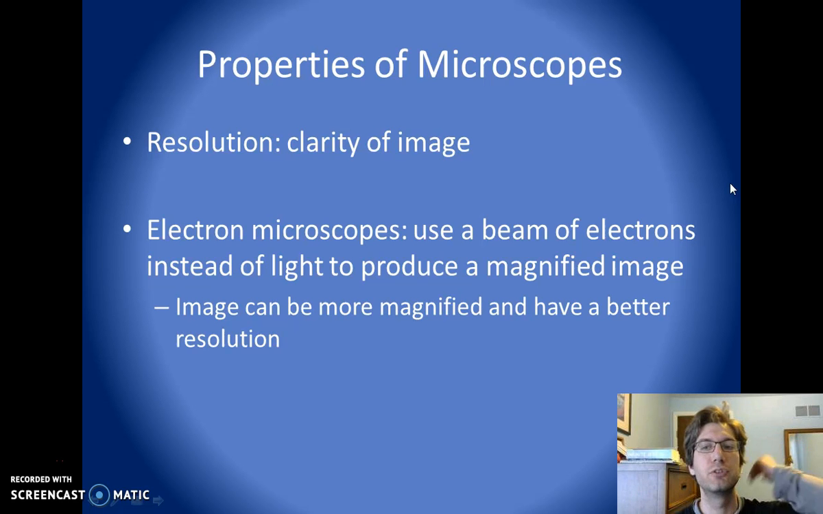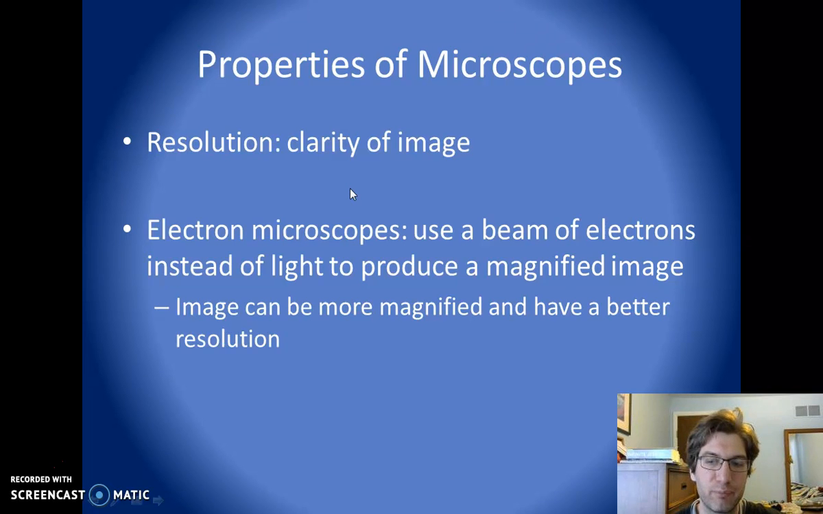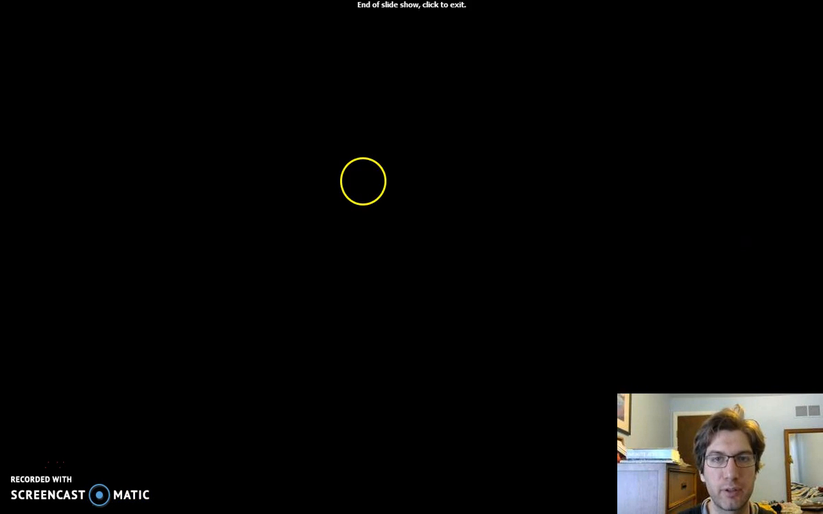Electron microscopes use, well, that's a different type of microscope. Electron microscopes are going to use a beam of electrons instead of light to produce the magnified image. It's basically going to be a more powerful magnification and even a better resolution. Unfortunately, they're also going to be a lot more expensive. So hopefully that gives you a quick introduction to microscopes, even though we've used them in class before.